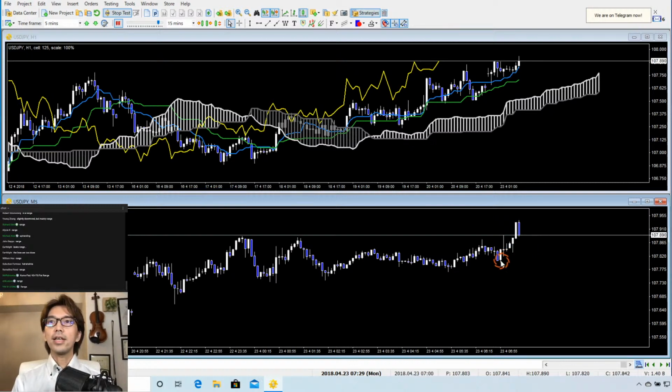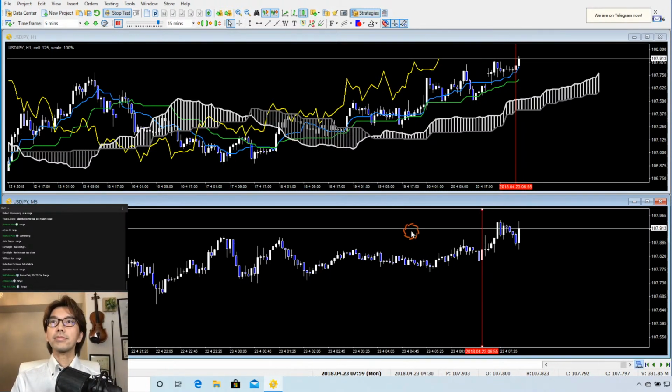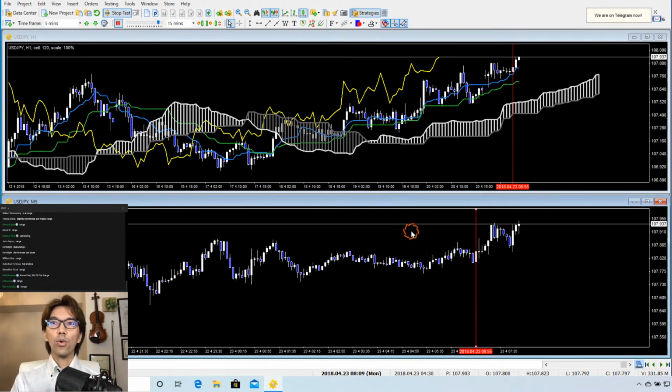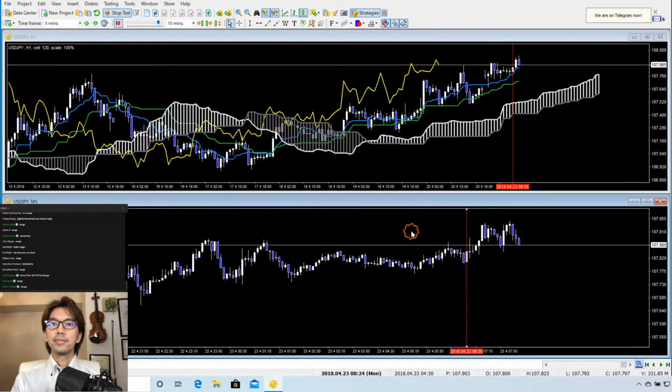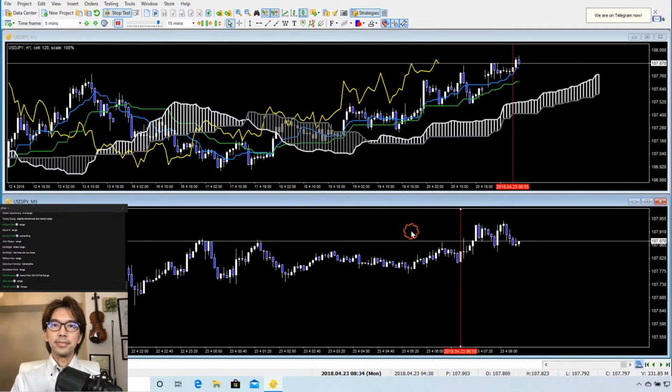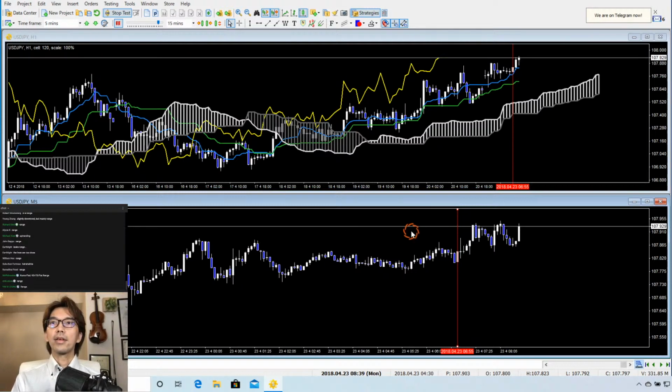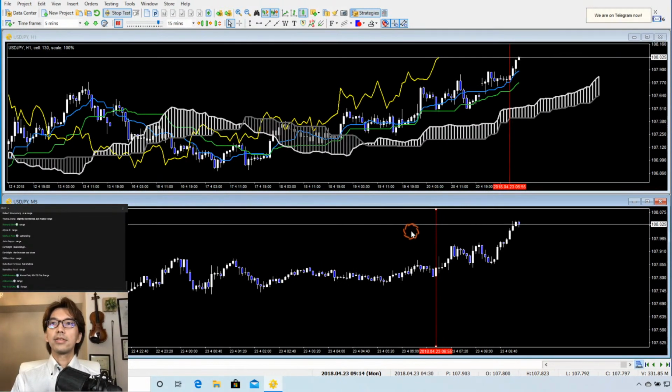So right now it looks like there is a start of the uptrend, like in this area. Yeah, in the 5-minute, right? So let me just run a little bit more. Let me just keep running a little bit more. I can just go one by one here. Okay, so it actually went upwards already.